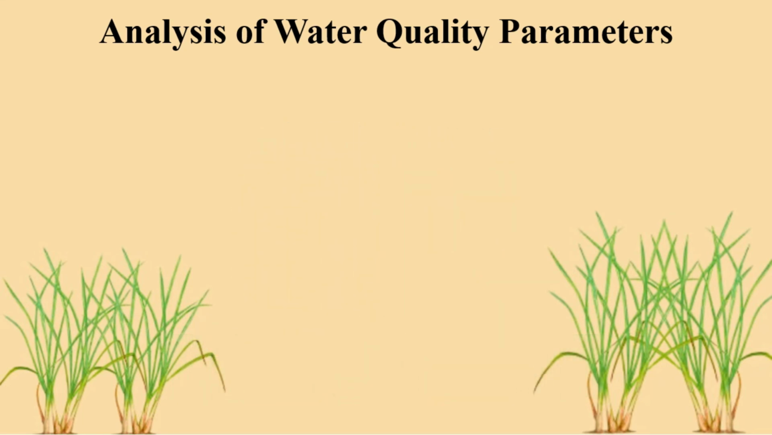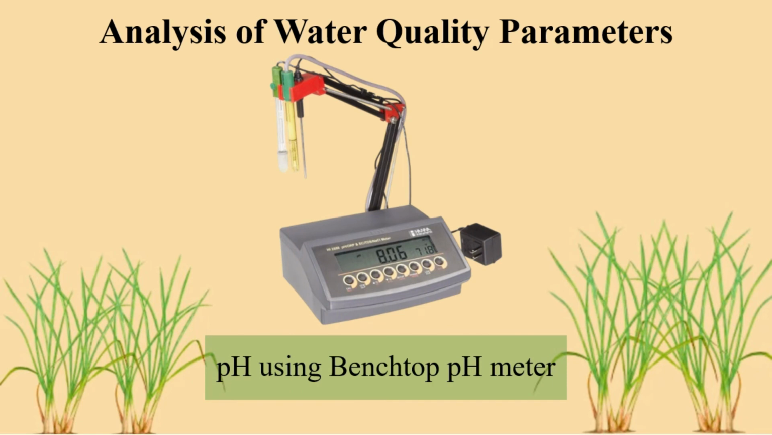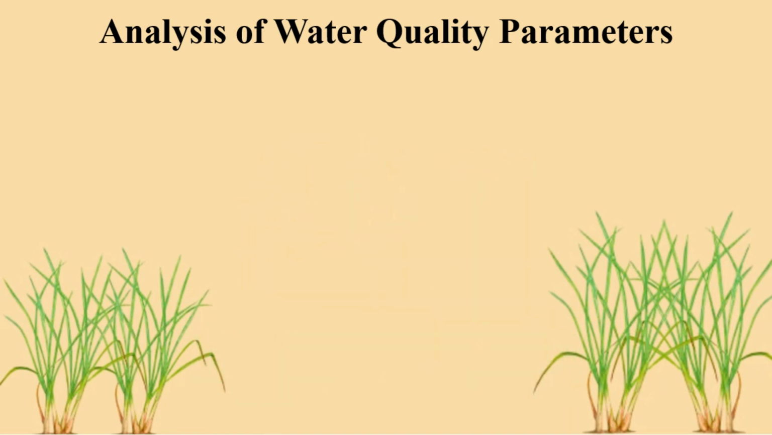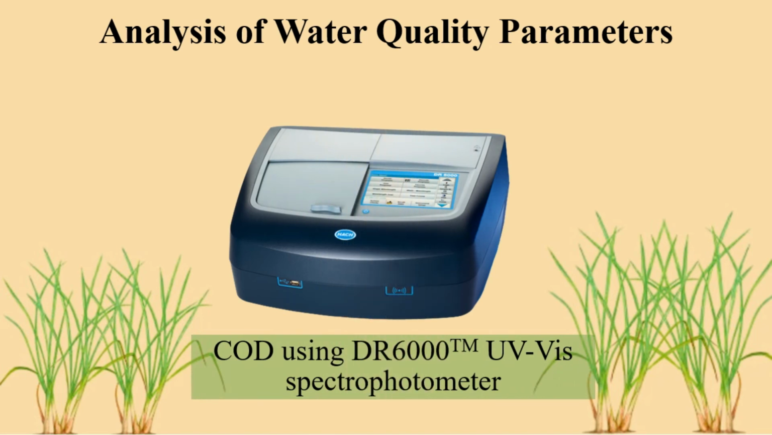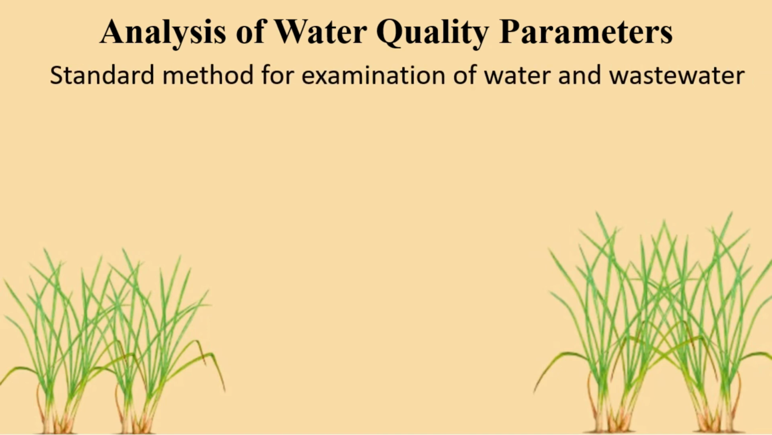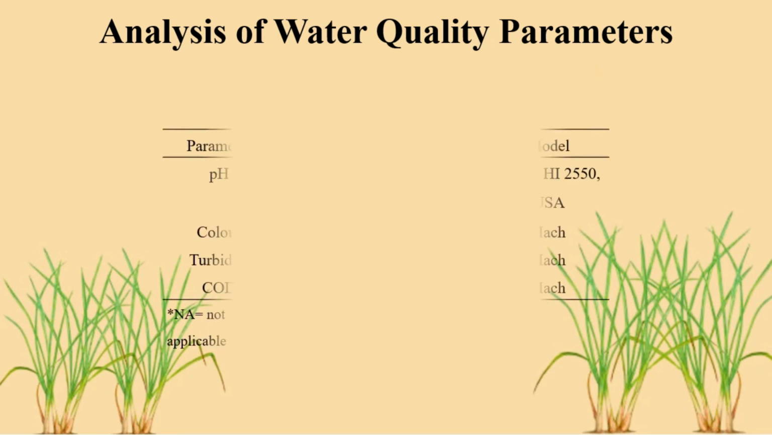Meanwhile, both untreated and treated wastewater are analyzed for their pH using benchtop pH meter, turbidity with turbidity meter, and chemical oxygen demand COD using DR6000 UV-Vis spectrophotometer. These water quality parameters are analyzed according to the standard method for examination of water and wastewater as indicated.